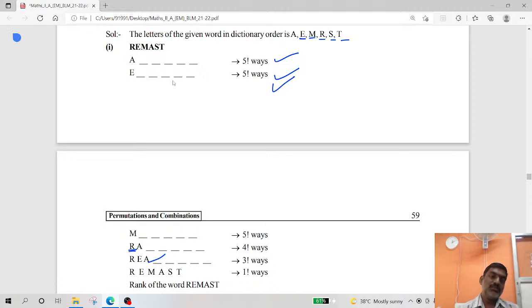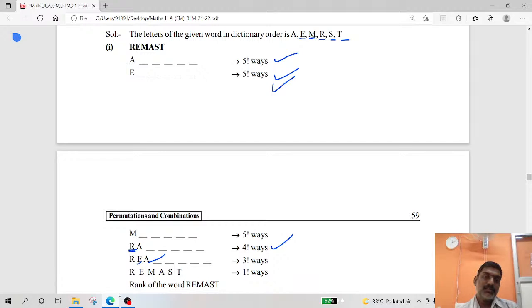Again we have to come back to A. A is not the required letter, so 4 factorial ways. And next A after M. A after E. RE. E is the required position. So here E we can consider. And again we move back and we can see what is the letter. A is the letter. A also required here.